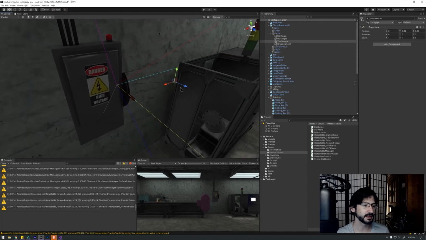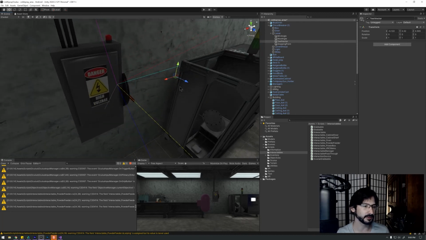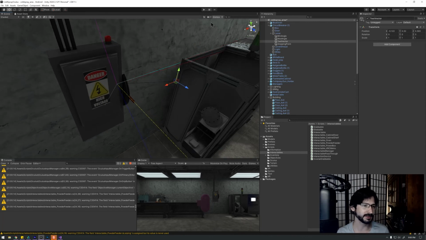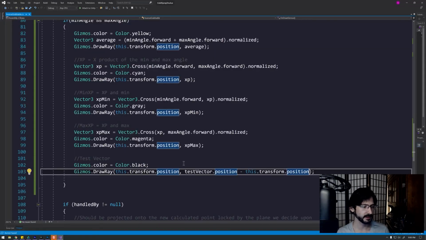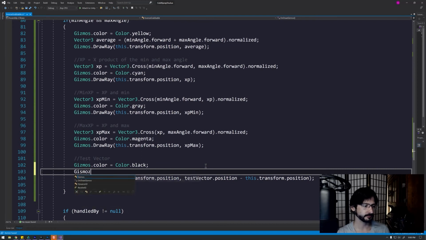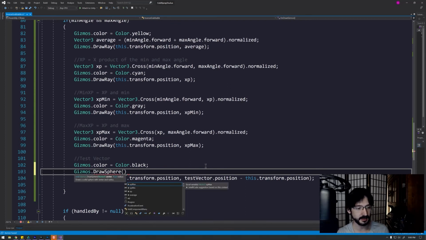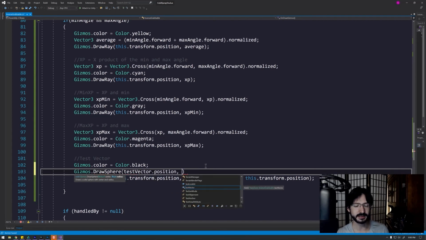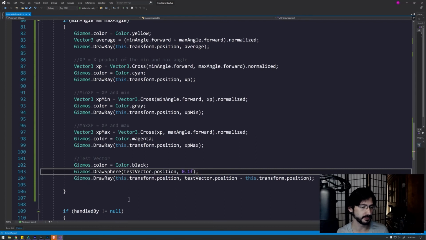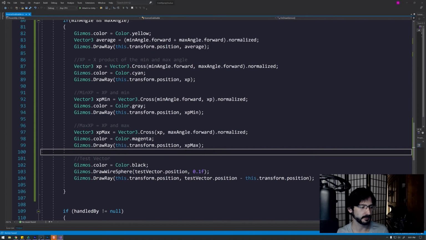So this is going to be basically mimicking our, what do you want to call it? Actually, let's make this a little bit easier to see. Why don't we do a gizmos dot draw sphere, something like that. And then that sphere can have a center point of test vector dot position. And its radius is, we want to make that small. We don't want it interfering with too much. Actually, can we do draw wireframe sphere? Draw wire sphere. There we are. Much better. We can go back over to Unity now.